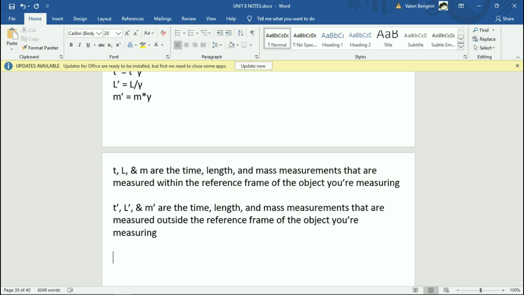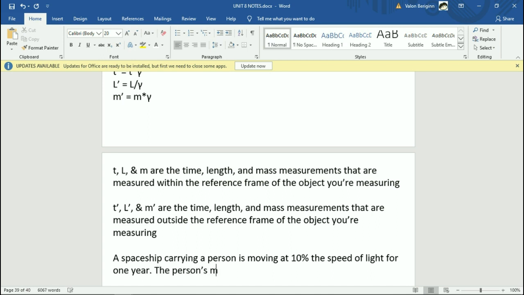length, and its time. So let's say a spaceship carrying a person is moving at 10% the speed of light for 1 year. The person's mass is, I'm just going to make the numbers easy, 100 kilograms, and his length is 0.1 meters.